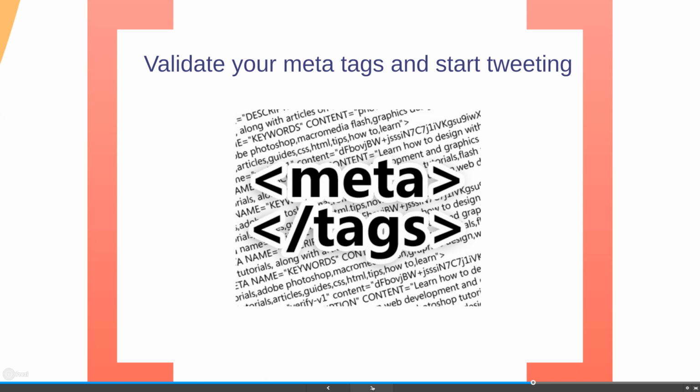The next step after that HTML code that your developer will work on is to validate your meta tags. And you'll do this to get the Twitter card that you want to use. And so once that step is complete, and it's approved by Twitter, you'll be able to tweet away and really share that information with your audience.